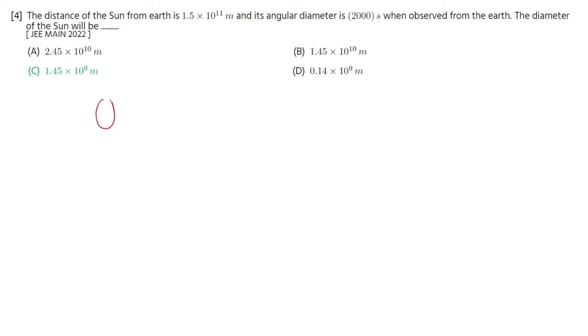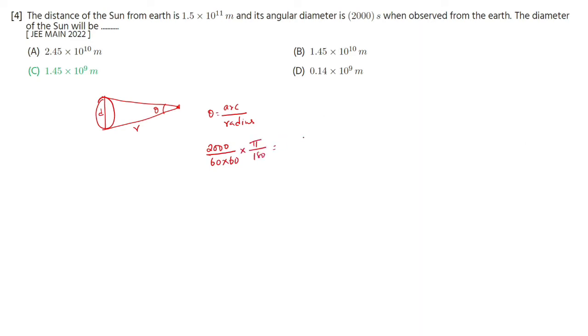So see, we are observing this from the earth at two different positions. Now the diameter of the sun will be d and the distance is r, and the angular diameter is given as theta, 2000 seconds. So we should convert that into radian, and here we know the formula that theta is nothing but arc by radius. So we are using this formula here. Theta, 2000 given, no? So 2000 divided by 60 into 60 into pi by 180.